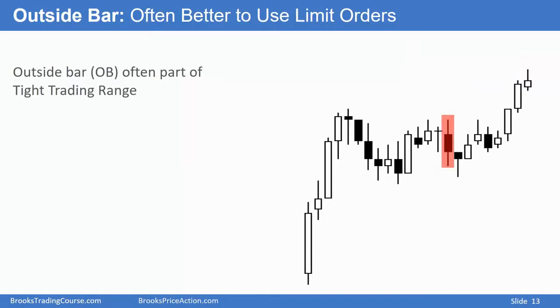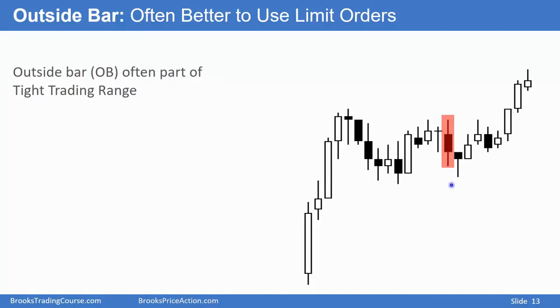I said earlier that outside bars are very common within trading ranges. Here's an outside bar. Here's another outside bar. And it's just part of a tight trading range. They occur very commonly in trading ranges. Trading ranges are constantly trying to break out, and sometimes the breakout can be a single bar and it ends up as an outside bar.